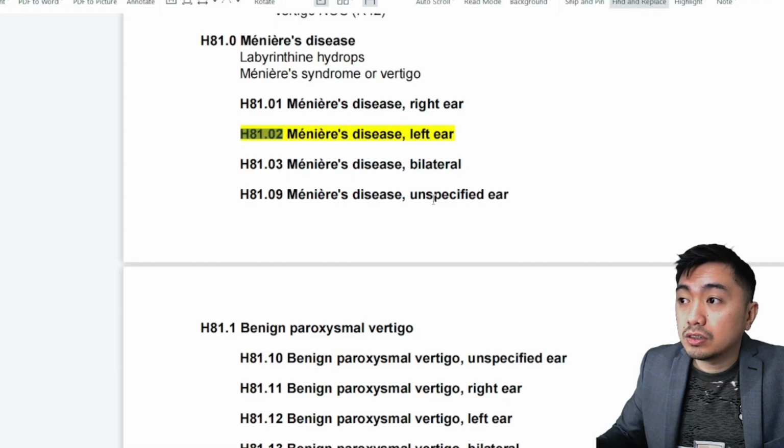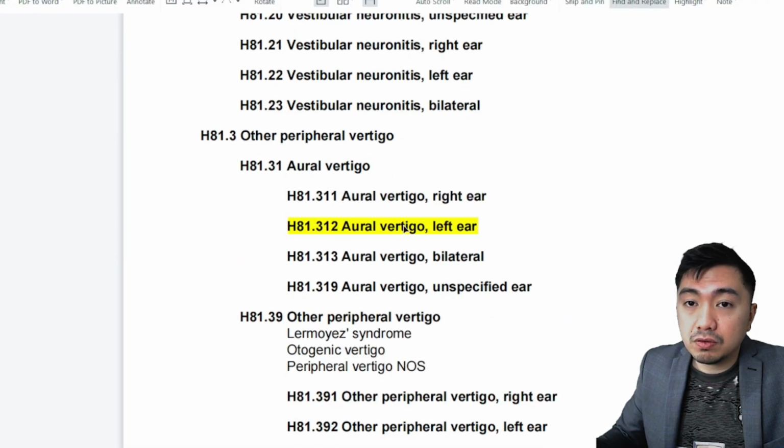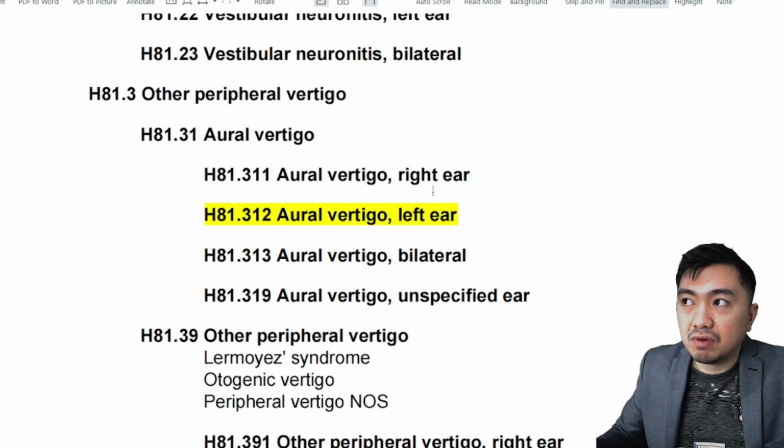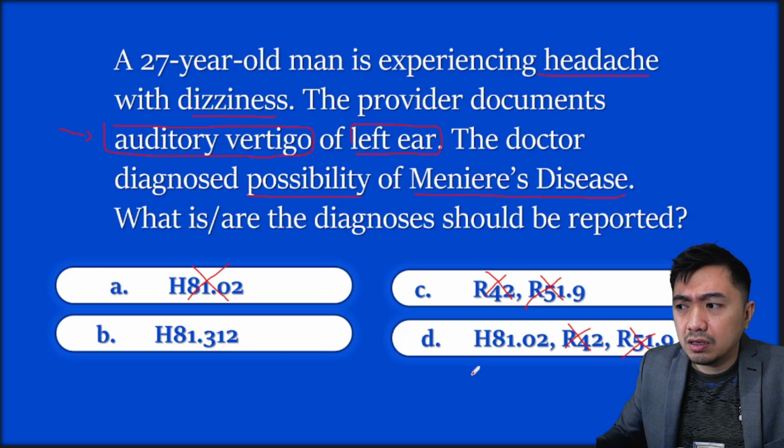All right. So that's going to be your oral vertigo or auditory vertigo of the left ear. This is very important. Laterality is a must for this type of questions. Congratulations for getting this question correctly. All right, that's gonna be worth $400.